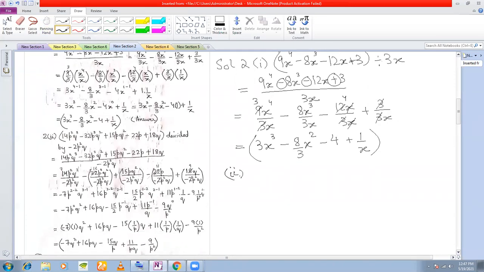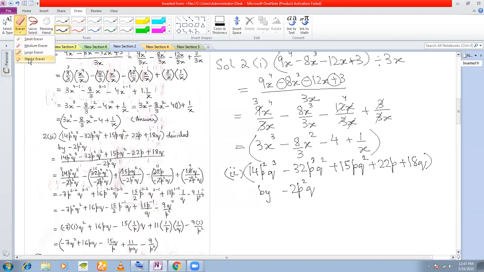Next question. You have to divide 14p square q cube minus 32 p cube q square plus 15 pq square plus 22p plus 18q. This you have to divide by minus 2p square q. Let's put a division sign here.